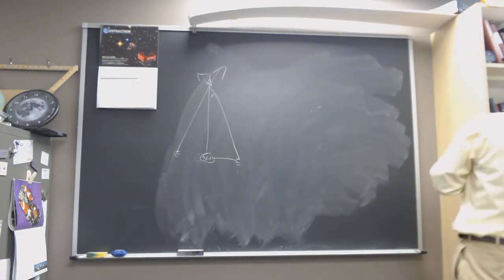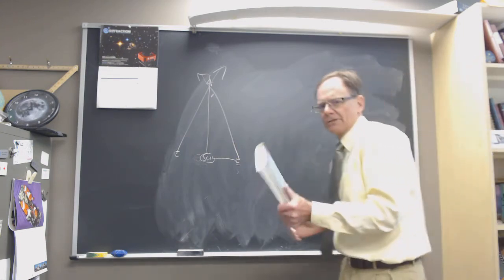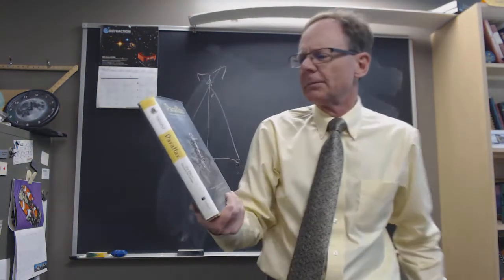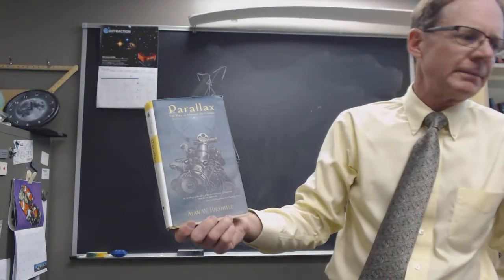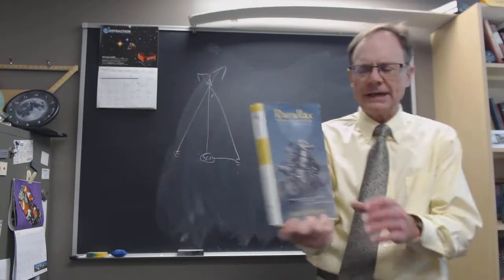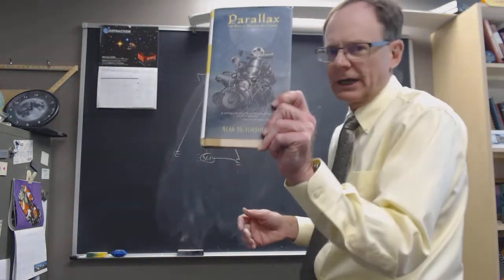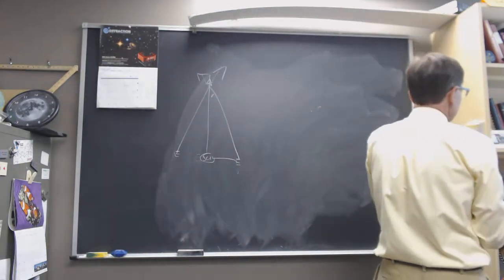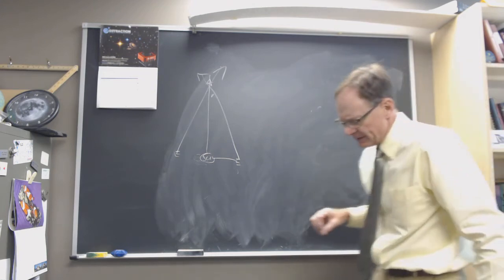I got a copy of this book. I've got many copies around. I was hoping there was one available within camera shot. This is Parallax: The Race to Measure the Cosmos by Alan W. Hirschfeld. I'm sure I recommended it in the written text, and I'm recommending it to you again right now. It's just a fantastic book that talks about our efforts to measure this trigonometric parallax, and he does a beautiful job of describing that work.